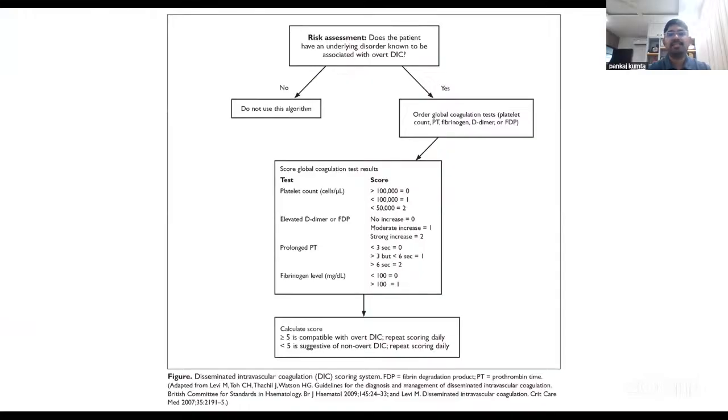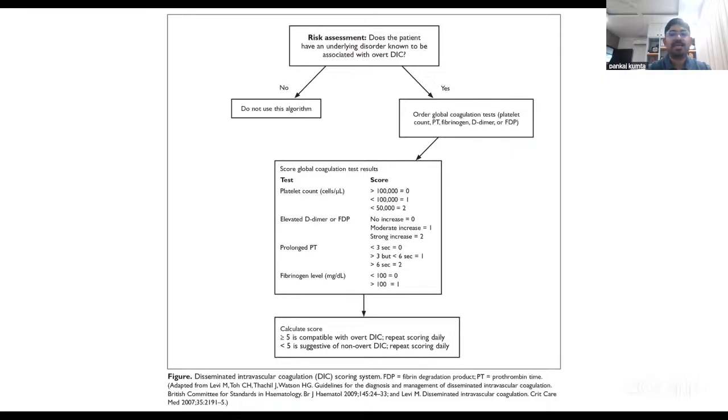So looking at the DIC, with any DIC, you will always look at the DIC picture. Now, in this patient, you do a risk assessment. Does the patient have an underlying disorder known to be associated with DIC? Yes, possibly here, because intrauterine death can cause DIC, this is a postpartum case, and any postpartum or peripartum complications can cause DIC. So you will have to look at all the global coagulation tests that we have advised.